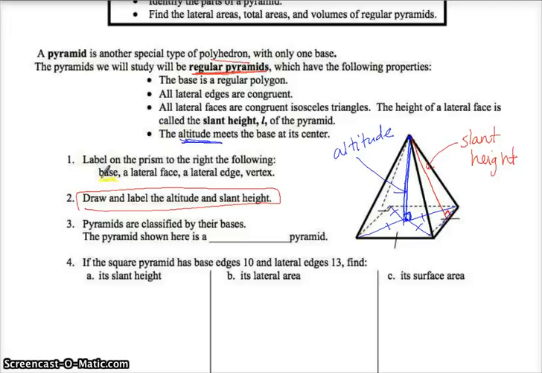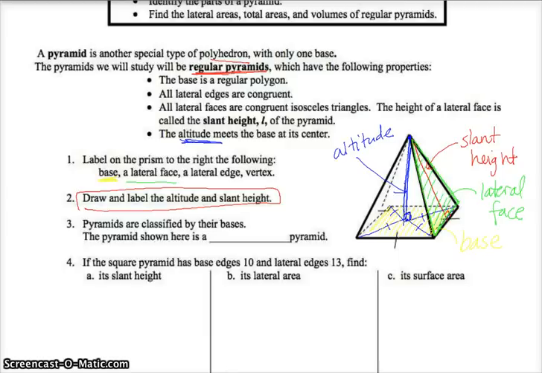So then it says here, let's name the base. So the base is down here, right? This is a square, that's my base. I don't know if you can see that very well. Then we have a lateral face. A lateral face is going to be one of these triangles. So this would be a lateral face right here, this triangle.